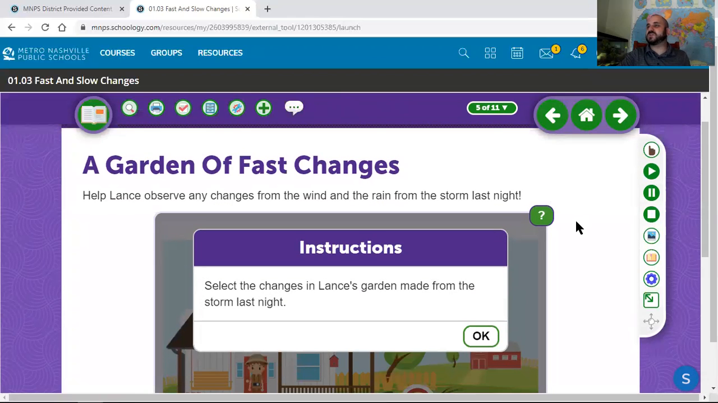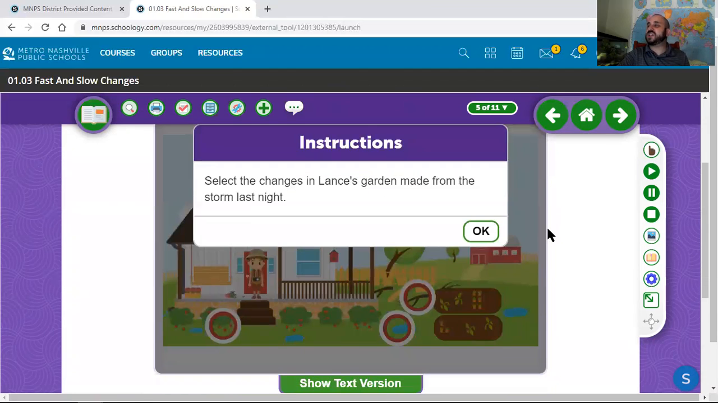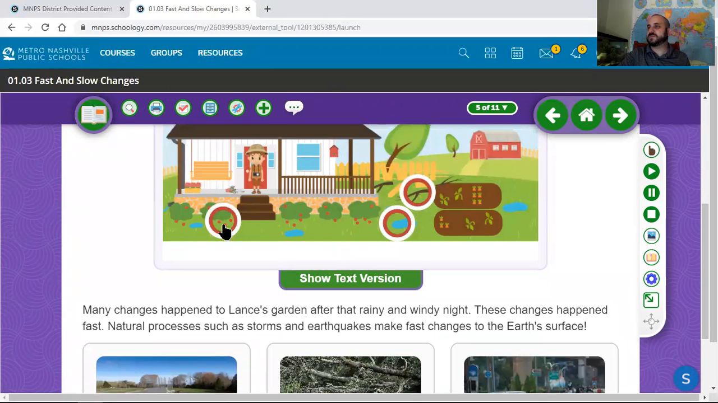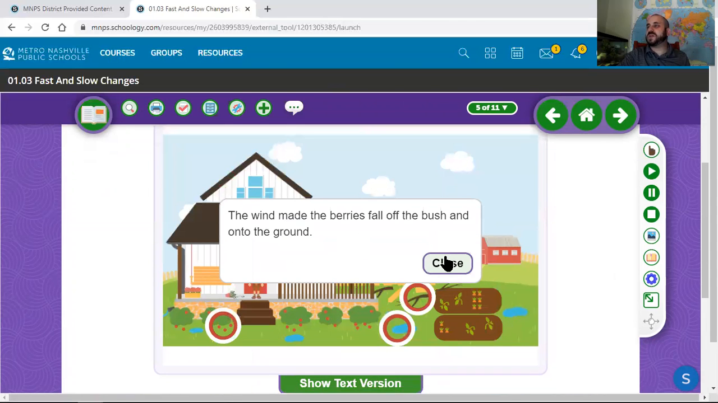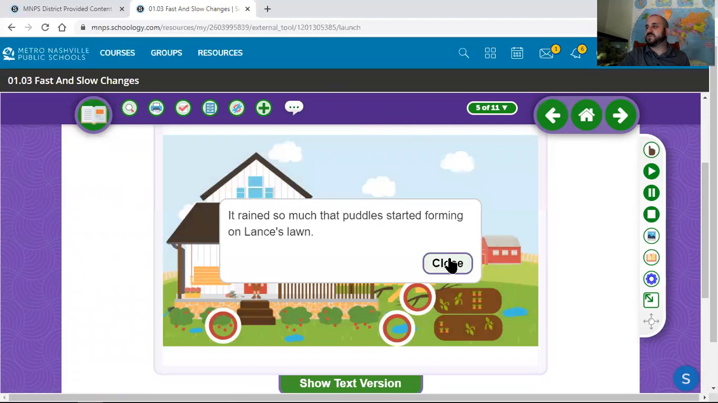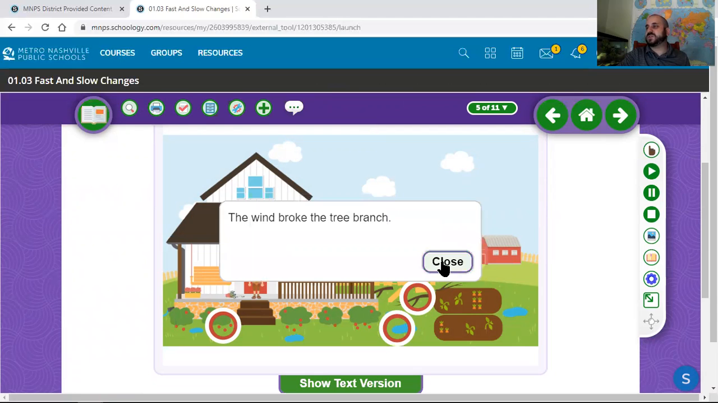Let's help Lance observe any changes from the wind and rain from the storm last night. Select the changes in Lance's garden made from the storm. The wind made the berries fall off the bush and onto the ground. It rained so much that puddles started forming. The wind broke the tree branch.